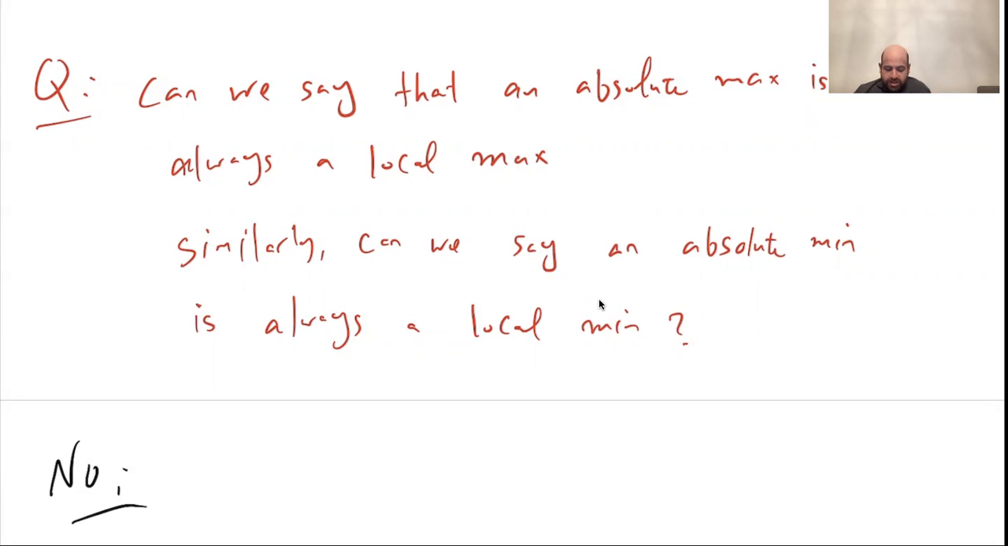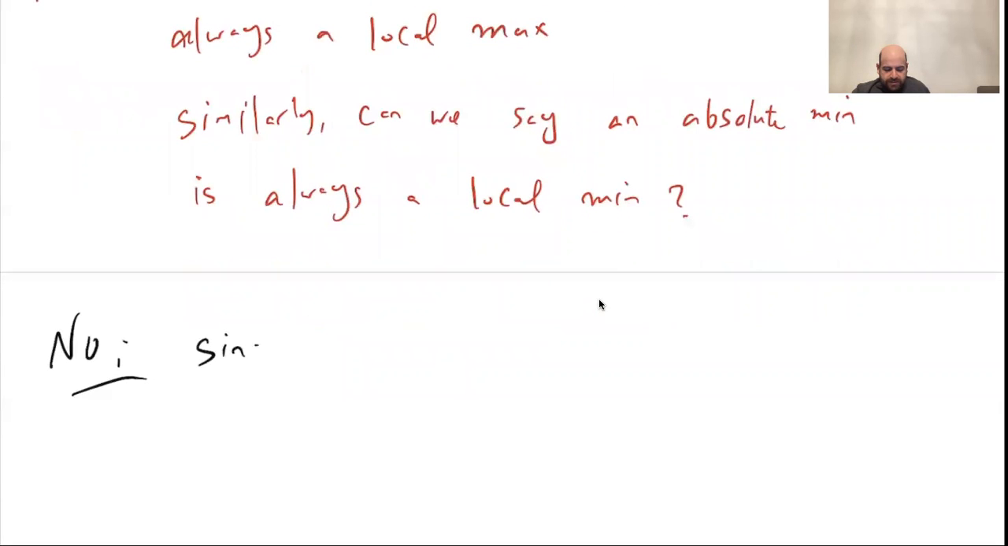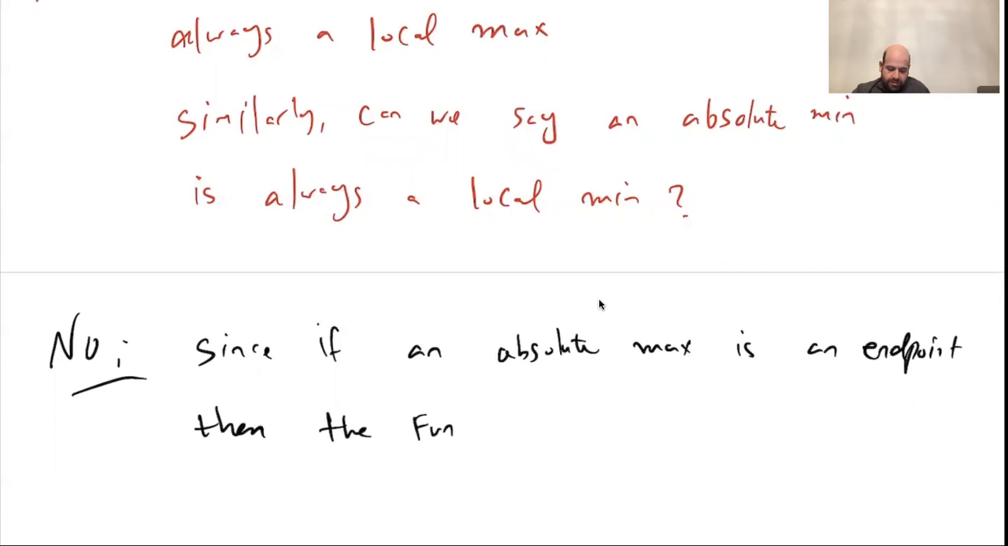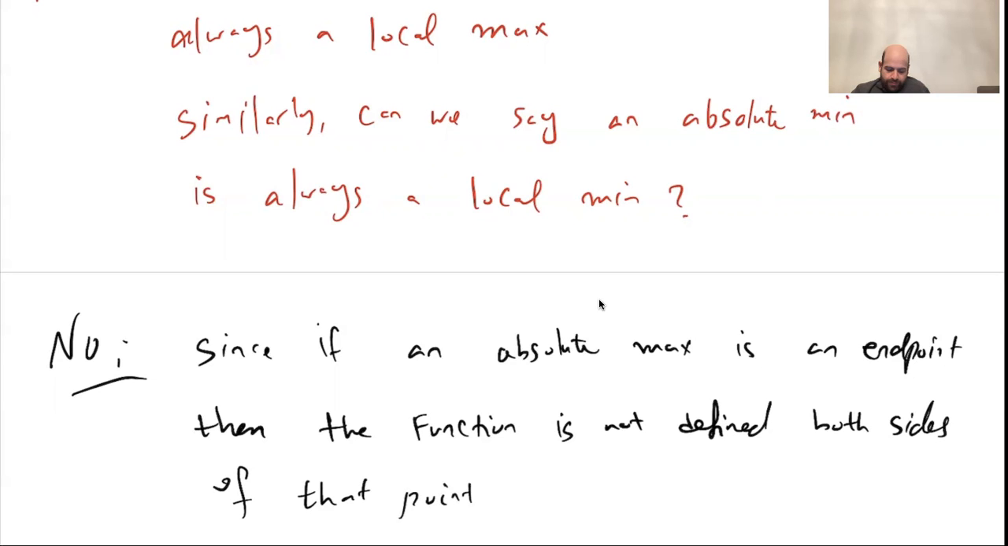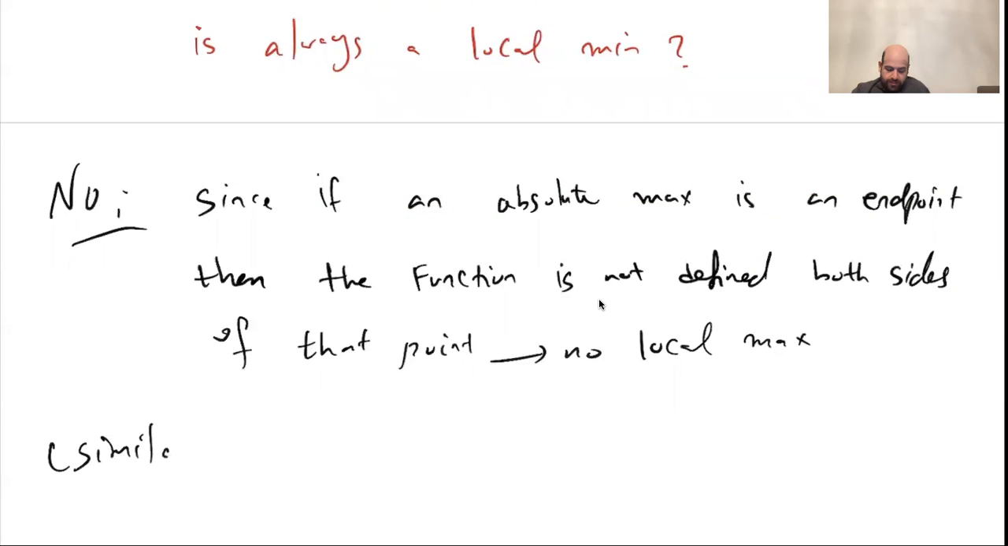So in general, the answer is no, since if an absolute max is an endpoint, then the function is not defined on both sides of that point, and therefore no local max. Similar situation for local mean.